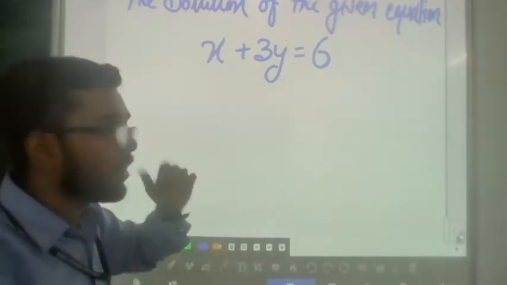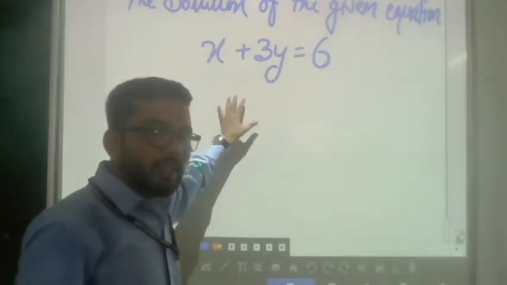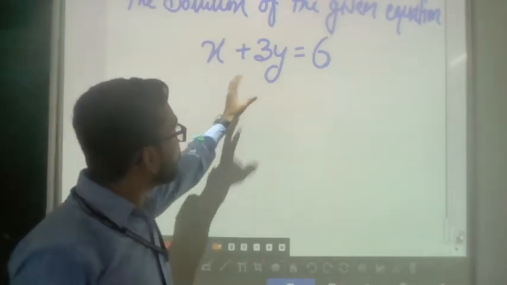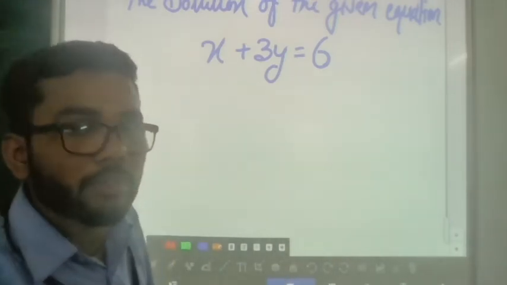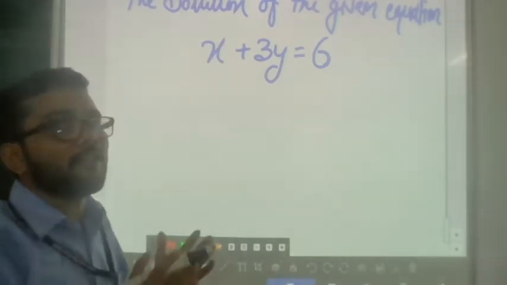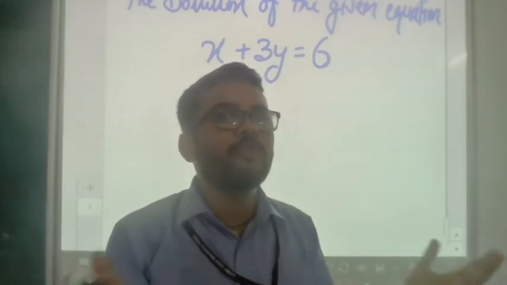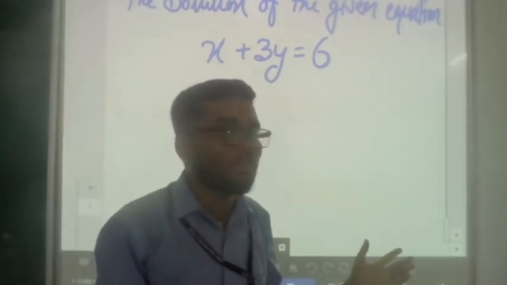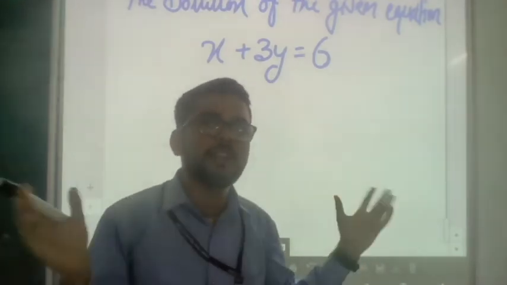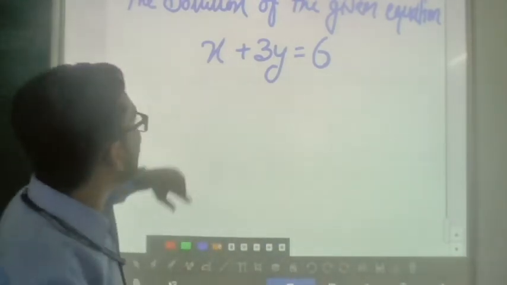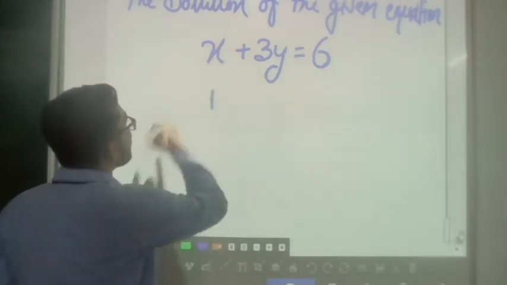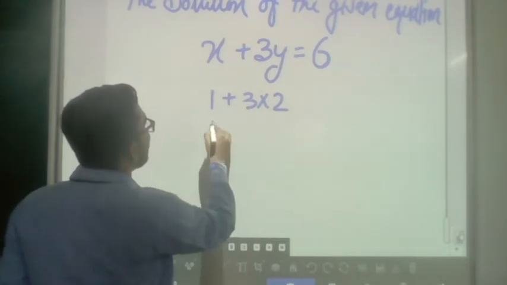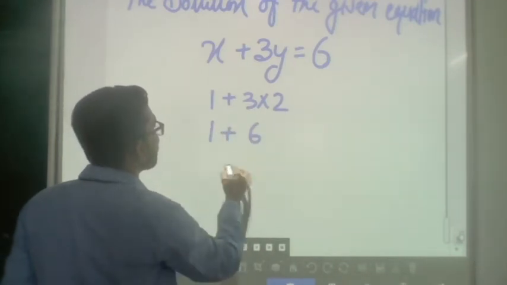This was the equation. Let us suppose, we all see that x is equal to 0 and y is equal to 2 are the solution of this equation. Now suppose you tell me, put the value of x is equal to 1 and y is equal to 2. You can put any value. Okay, suppose I put x is equal to 1 and y is equal to 2. So what we will get? 1 plus 3 into 2, 6, 7.